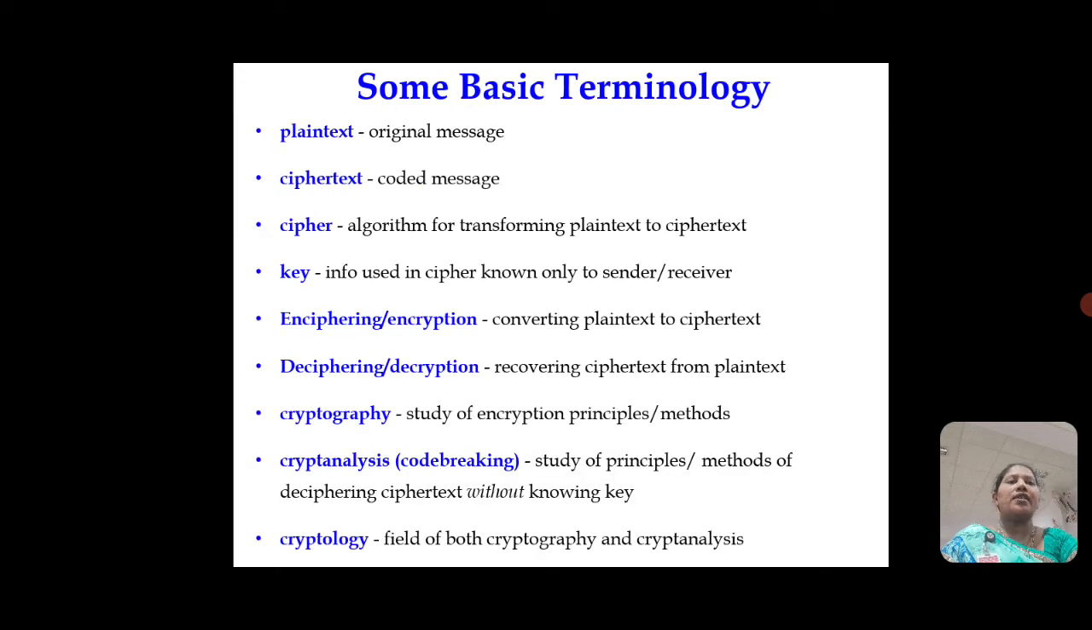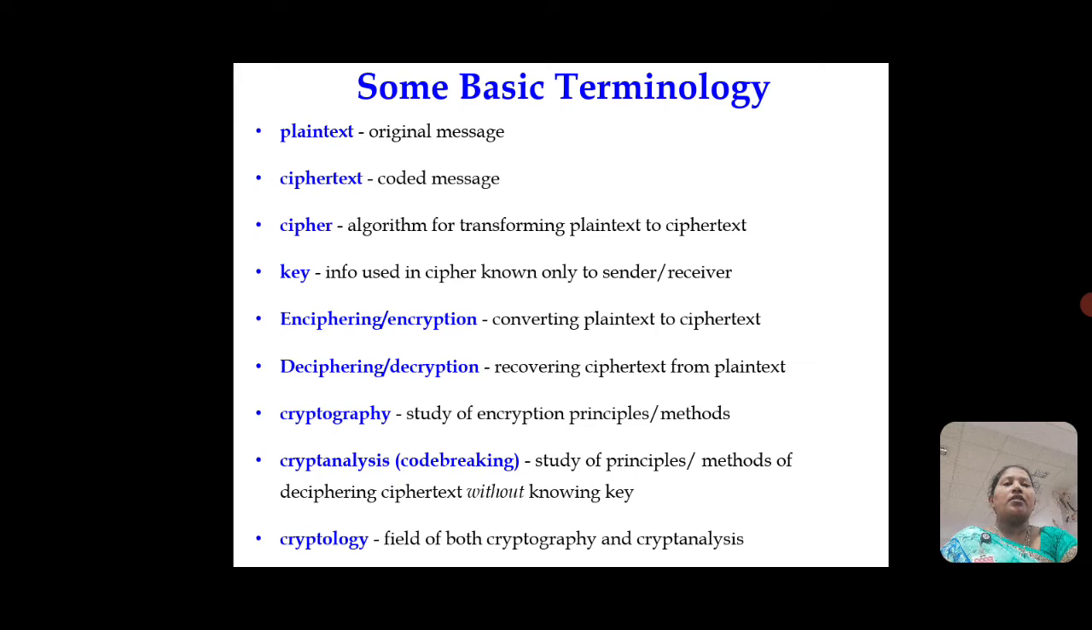Some basic terms you must know before going in depth about the symmetric model. The first is plain text. Plain text is the original message you are going to send from the sender to the receiver. Ciphertext is the coded message, scrambled in such a way that the attacker will not know about it. The cipher is the algorithm you use to transform your plain text into ciphertext.